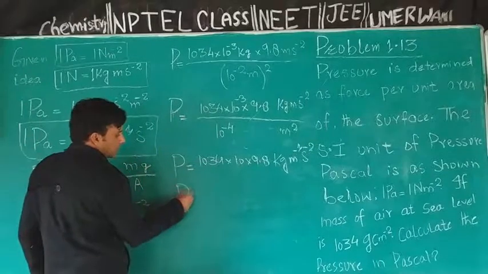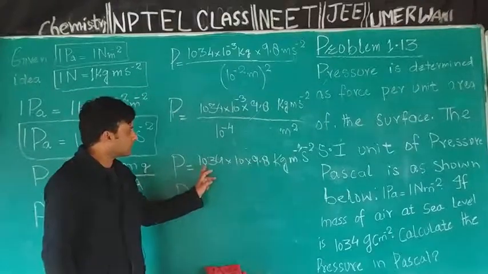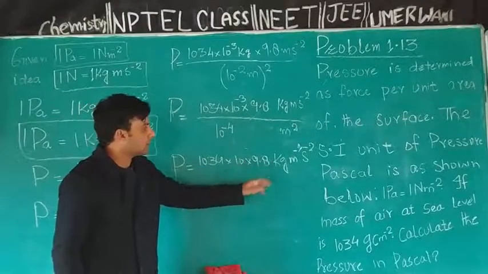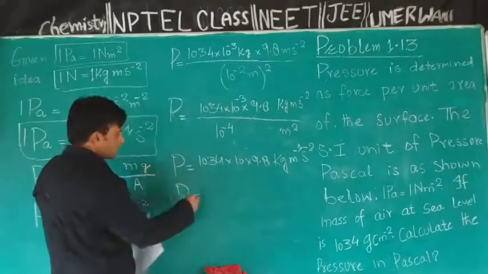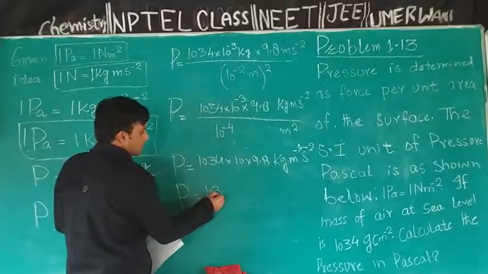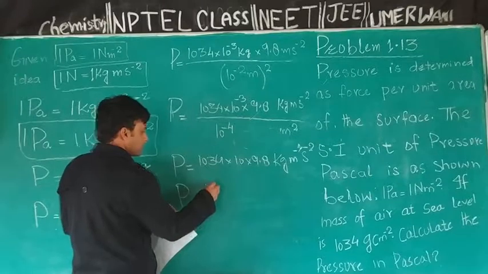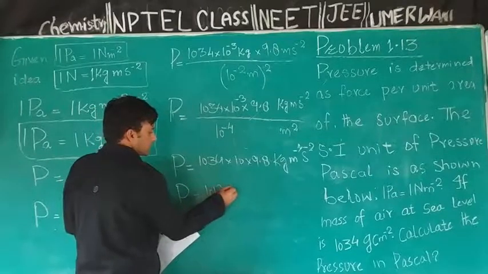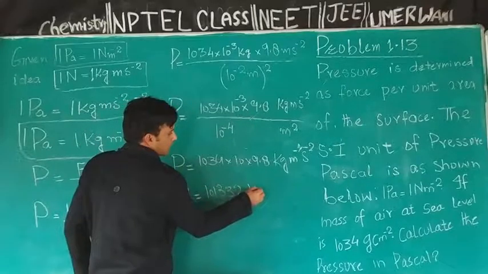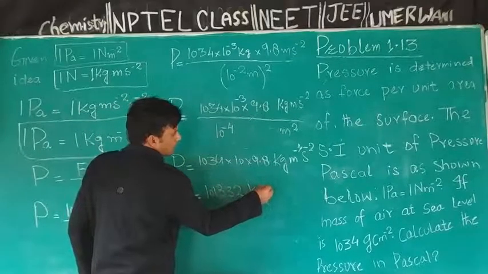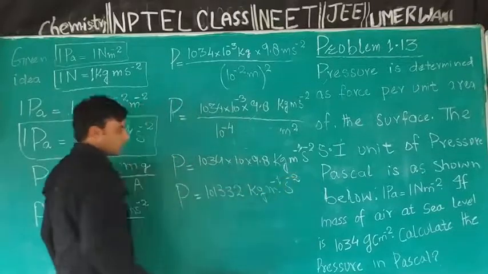And I have already evaluated this value. I have to multiply 1034 and 10 and 9.8, and it comes equal to 101,332 kg meter inverse per second square.